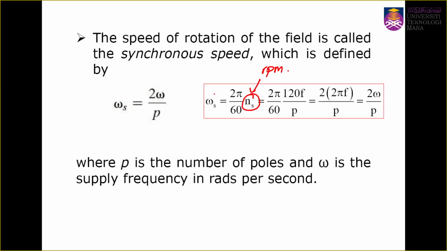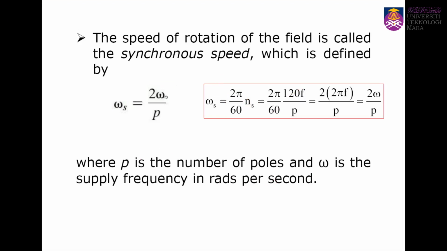Then you change to this term of radian per second. If you want to change from RPM to radian per second, you multiply by 2 pi over 60. If you manipulate that, you have 2 pi over 60, and Ns is known as 120f divided by P. If you look carefully, the 2 cancels, so you get 2 pi f over P. That's why we have omega s equals 2 omega divided by P, where P is the number of poles and omega is the supply frequency in radians per second.